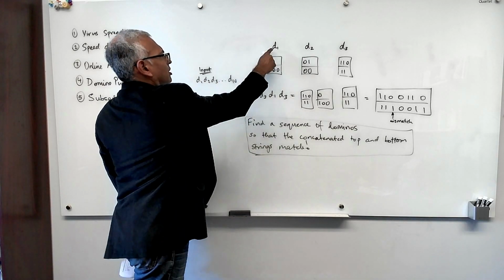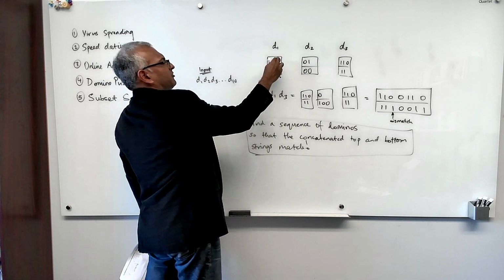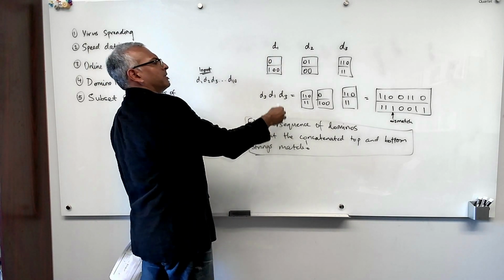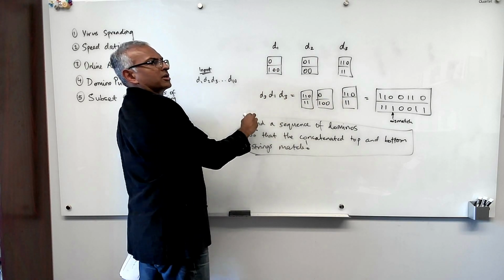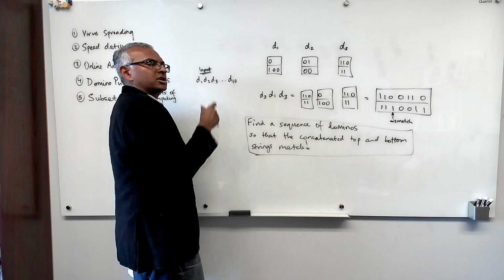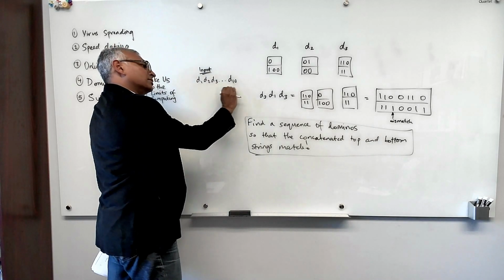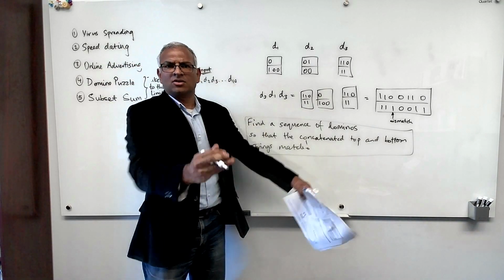Where each domino is a row, and it's the top string, and then some separator, let's say comma, and then the bottom string. So string, comma, string, one domino. New line, string, comma, string, another domino, new line, and so on. So I can certainly give you the input as a text file, a set of dominoes.